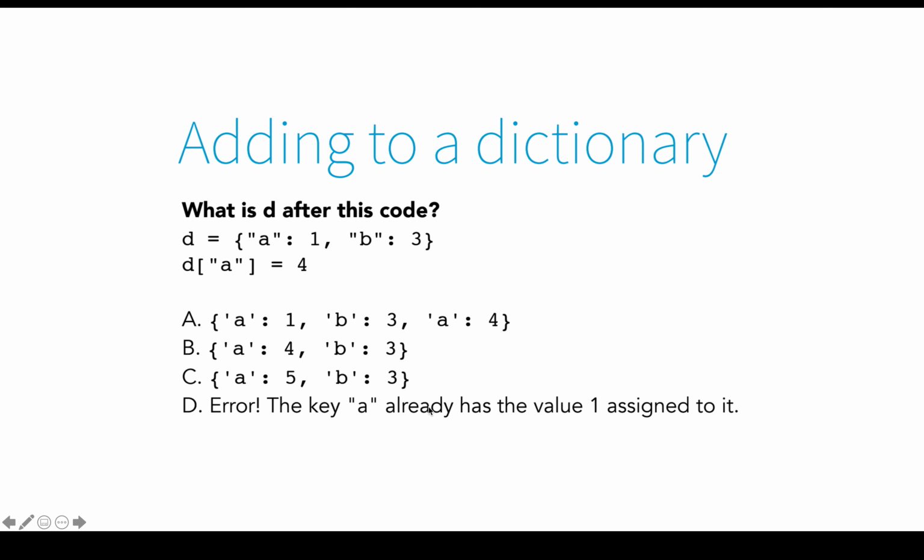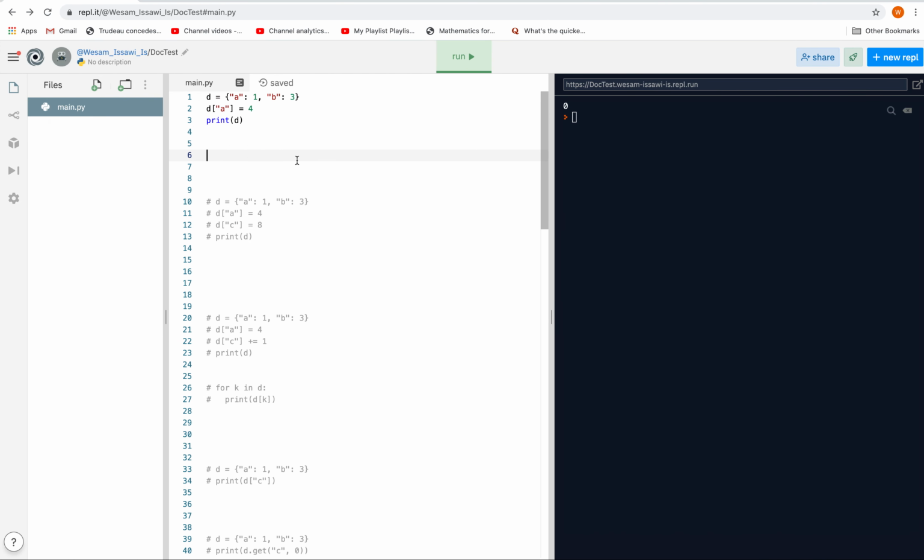A key A already has a value 1 assigned to it. Now this intuitively makes sense, right? If we try and add a key A, who knows? Maybe there should be an error. But to convince yourself that that's not the case, just write it out here.